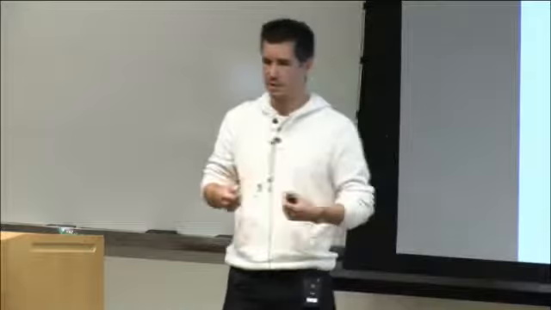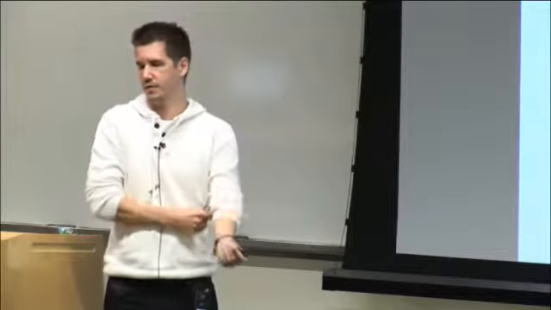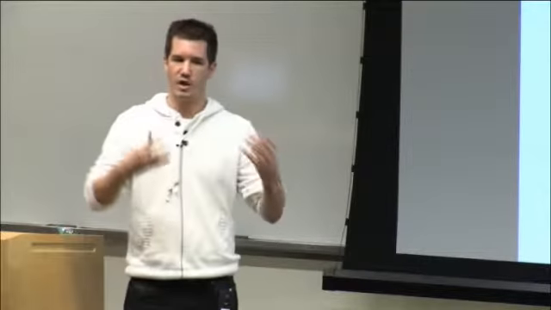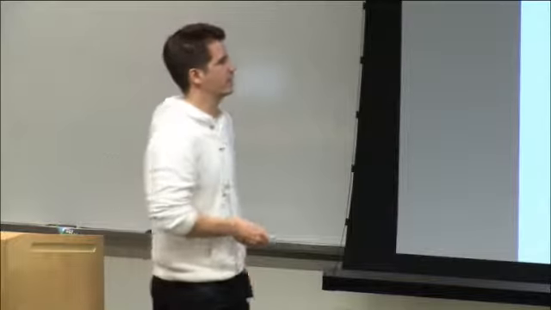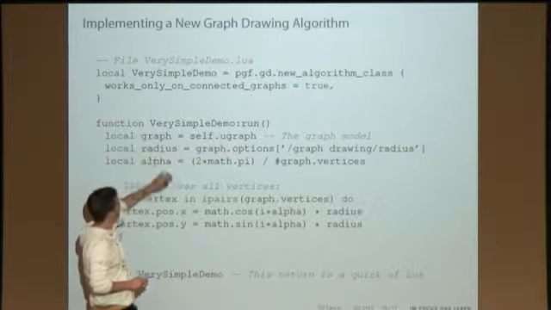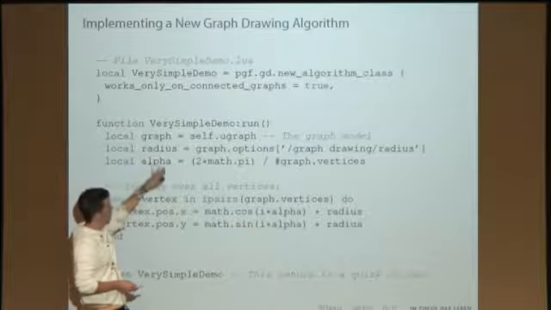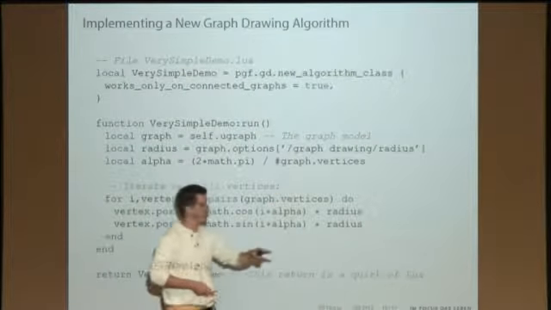So because of that property, the framework knows that it's only going to feed connected graphs into that algorithm, namely into this run method. Now, if the graph is not connected, the framework will decompose it and then run it on the different components. I don't want to go into all the details, but essentially you have the graph object here. You can read the radius from whatever the user configured. Then you have an angle alpha, which is 2 pi divided by the number of vertices.